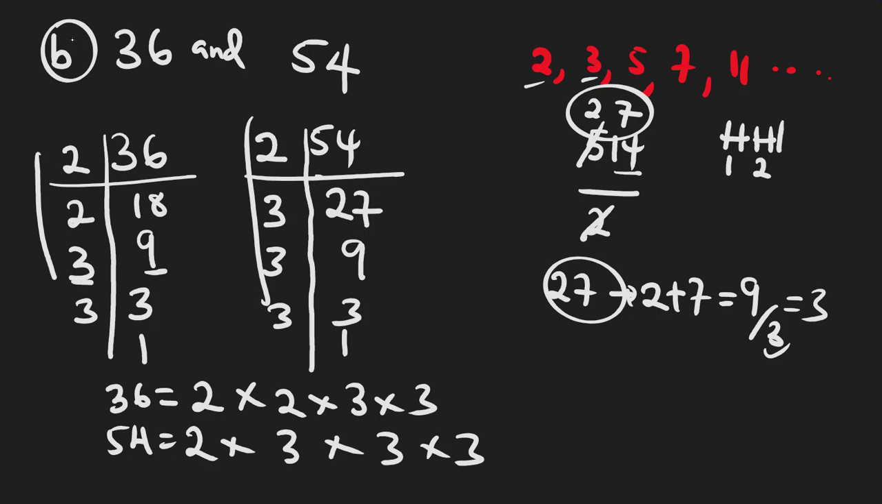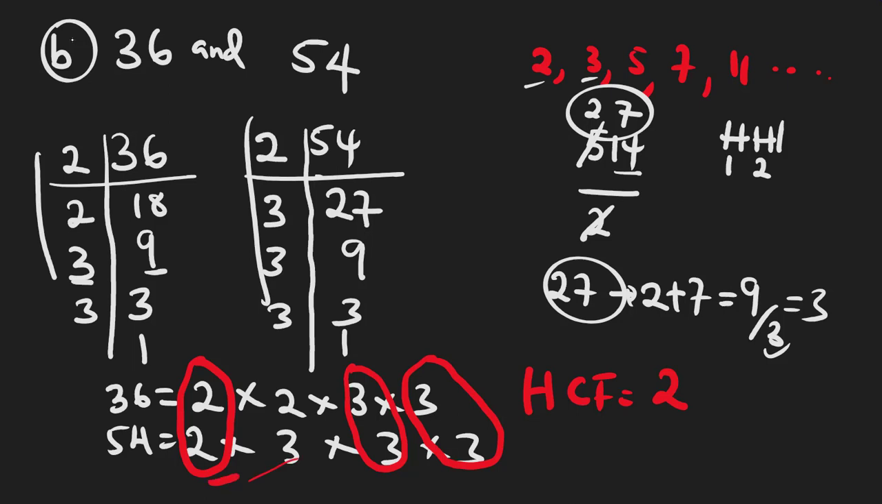So what do they have in common? They have 2 in common. What of again? They have 3 in common. They have these 3 in common. Is that not so? So the H.C.F now will be one group of 2 and a group of 3, and another group of 3, which will give us what? 2 times 3 is 6. 6 times 3 is 18. So the H.C.F is equal to 18.